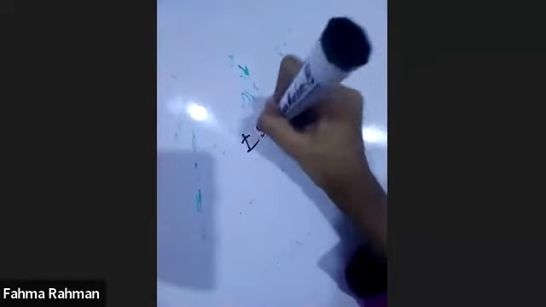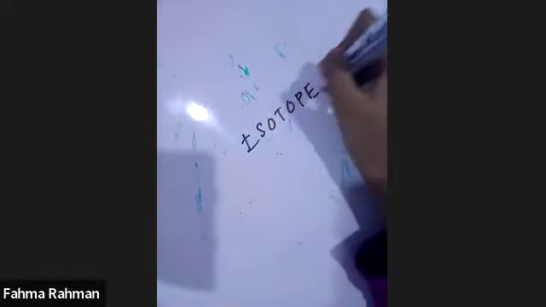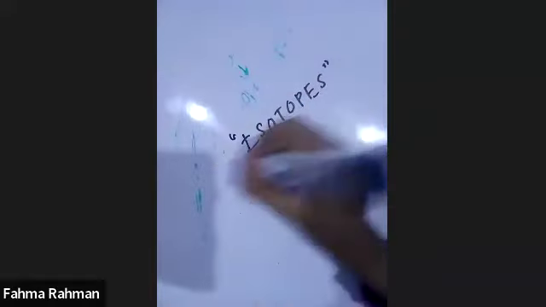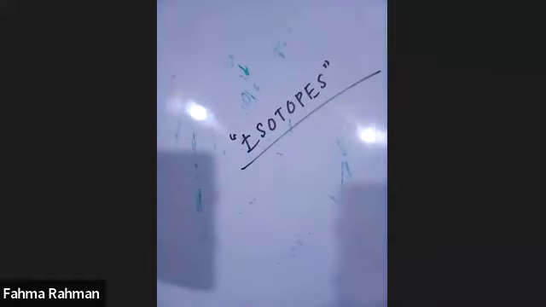If you take these elements, the periodic table and all these things, you have something a bit important for you, known as isotopes. What are isotopes? Isotopes have the same atomic number but different mass number.